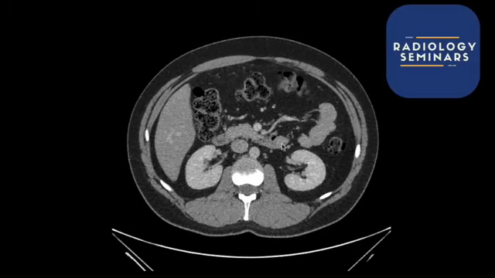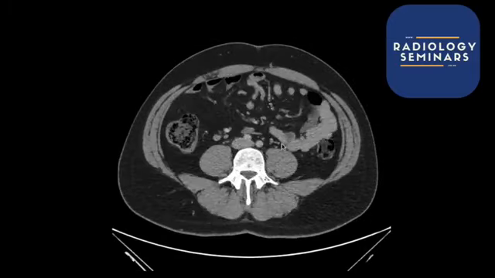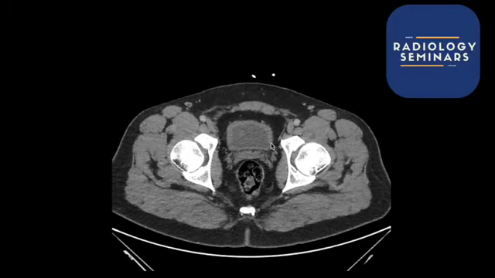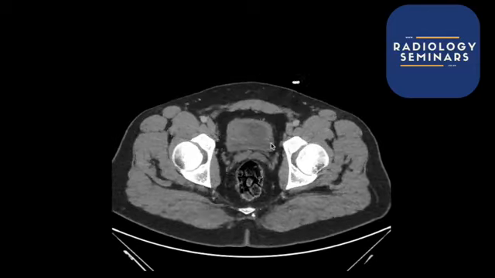So we've done the adrenals and the kidneys, and to stick to the same principle of going through systems, we're going to have a look at the urinary bladder. The urinary bladder, generally speaking, is not very well assessed on a CT scan, not very well at all. But it's very good to try and have a look at it anyway, just in case.